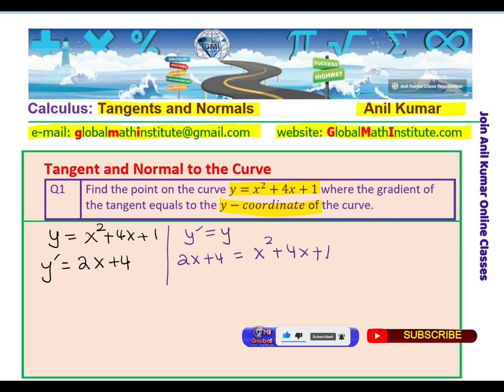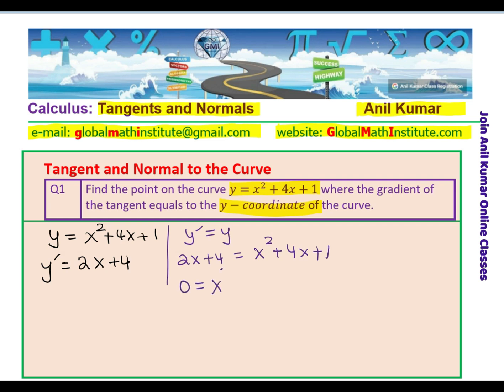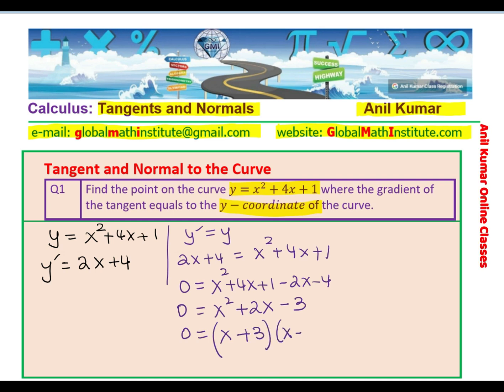Is that clear to you? Perfect. So that is what it means. And now it is pretty simple. You have a quadratic equation to solve. Let's do it. So bringing all the terms to one side, we can say 0 equals x squared plus 4x plus 1 minus 2x minus 4, and that gives you x squared plus 2x minus 3. This can be factored. Minus 3 is the product, plus 2 is the sum, and therefore it could be x plus 3 times x minus 1.